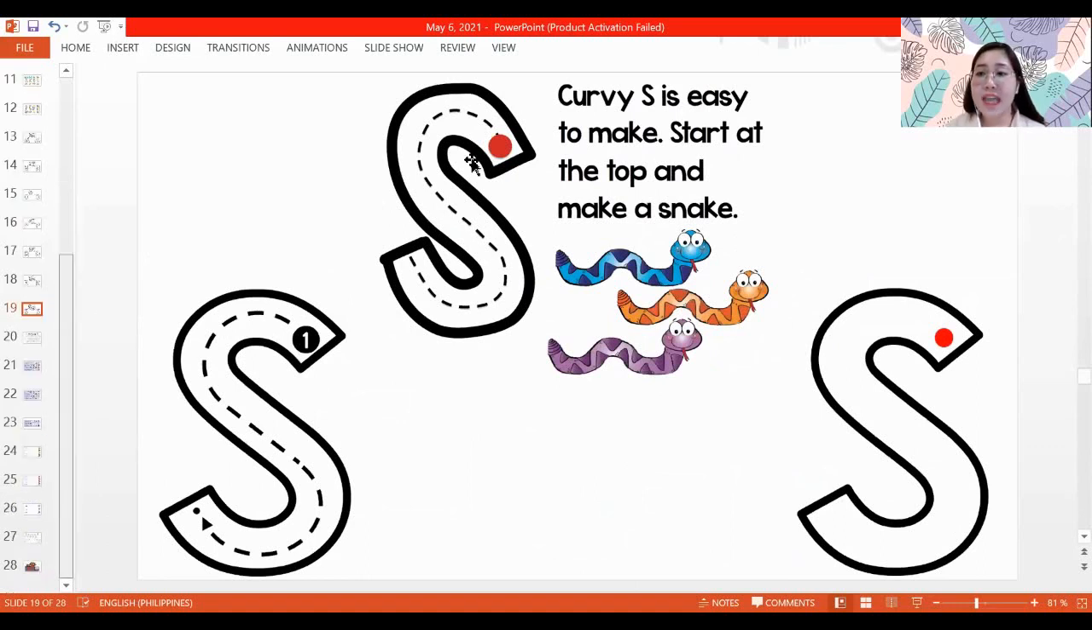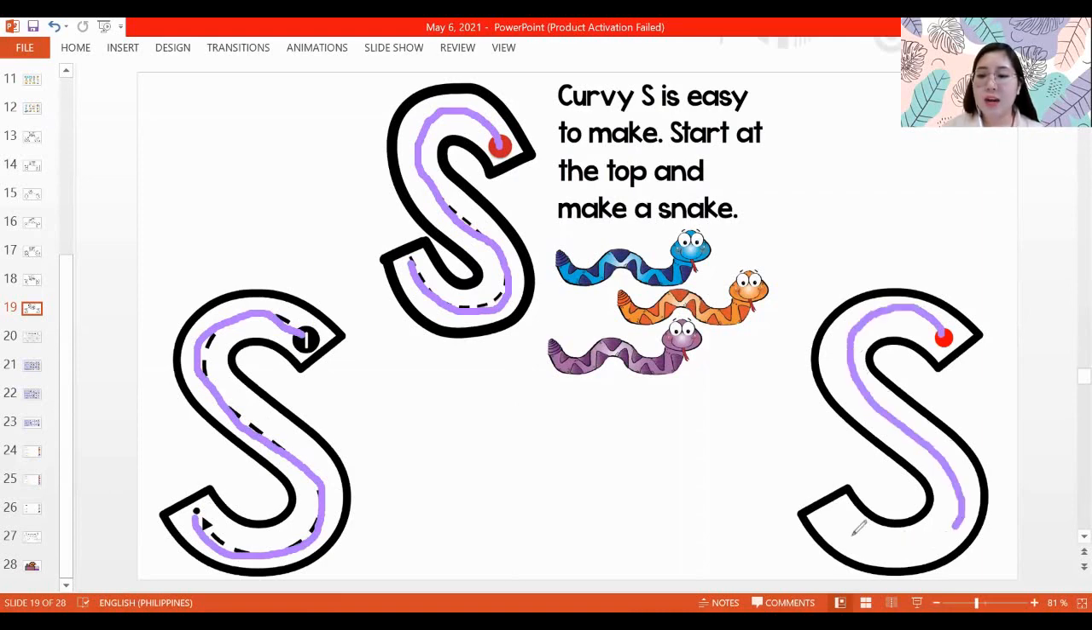And the sound of S is curvy. S is easy to make. Start at the top and make a stick. So we start at the top, we make a curve, slanting line down, we curve up and stop. Okay, let's practice again. We make a curve, make a slanting line down, curve up and stop. One more, make a curve, slanting line down, and we curve up.